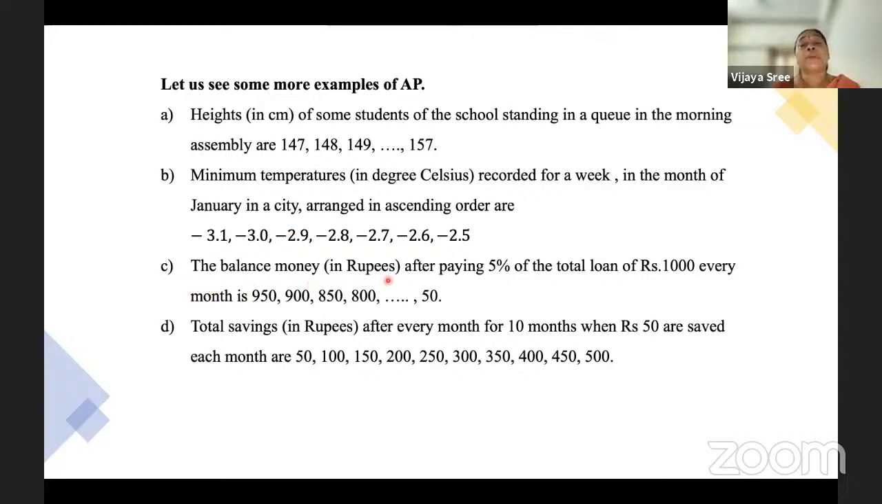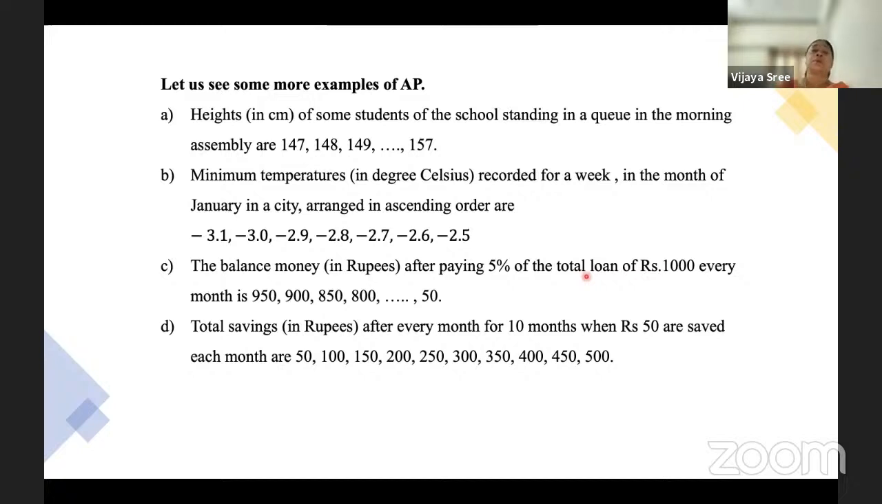The balance of money in rupees after paying 5% of the total loan of 1,000 rupees every month is 950, 900, 850, 800, and so on, down to 50. What is the loan amount? 1,000 rupees is the loan amount. On that, what is the 5%? It is 50 rupees. So they are paying the loan.